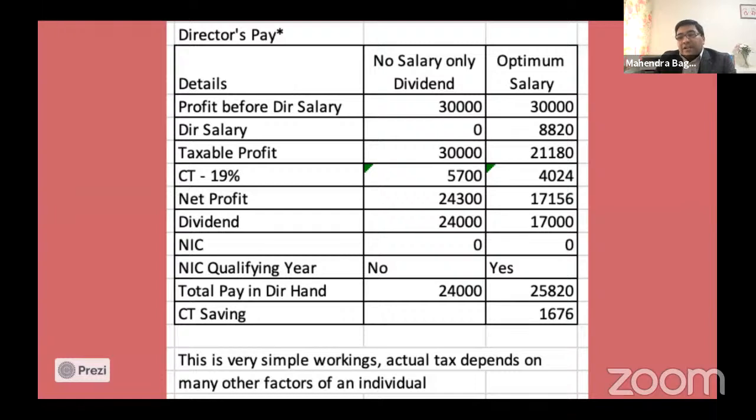That means you're accumulating the qualifying year for the state pension, and also you have the tax savings. So it's very simple and quick working. Again, how it will apply depends on the individual circumstances.